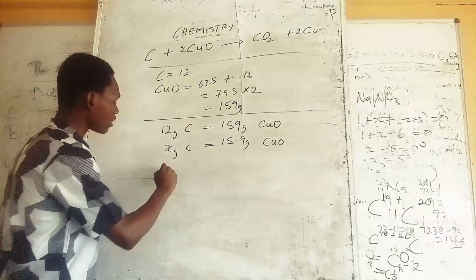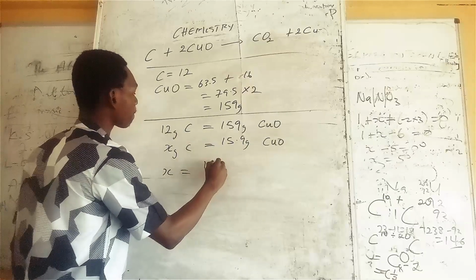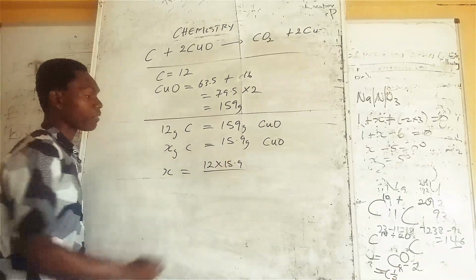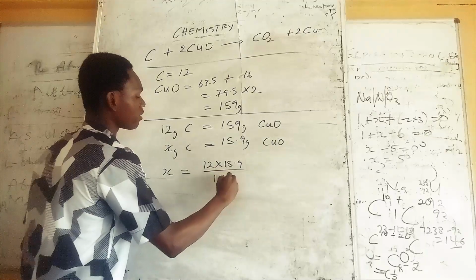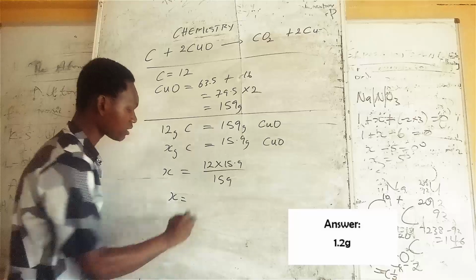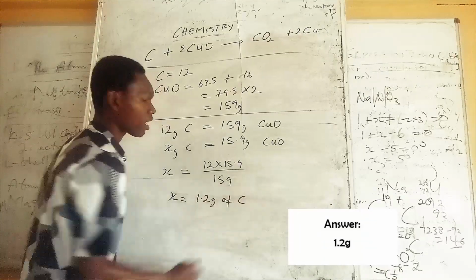So simply, we are solving for x. 12 times 15.9 divided by 159. I will simply do that. We find out that our answer will be 1.2 gram of carbon.